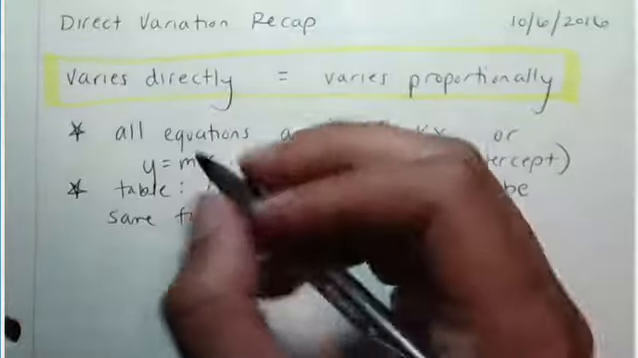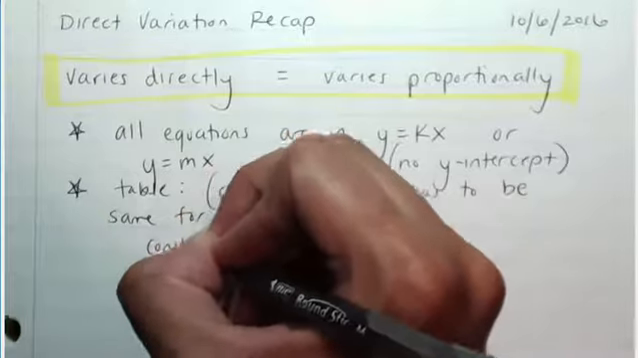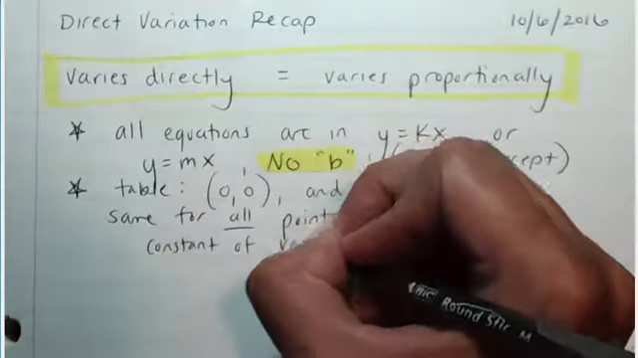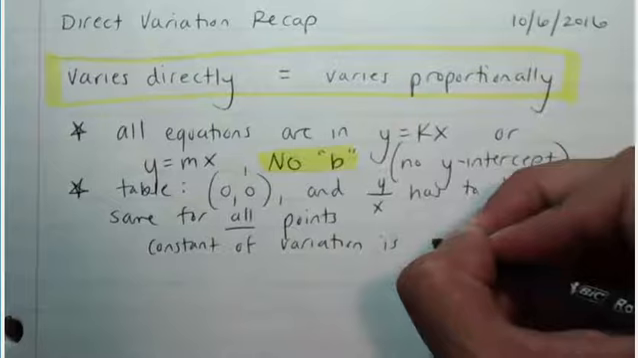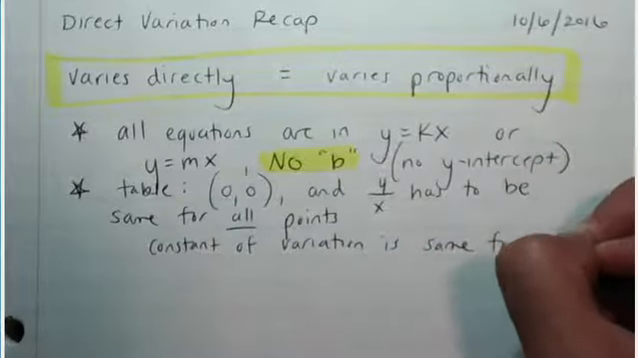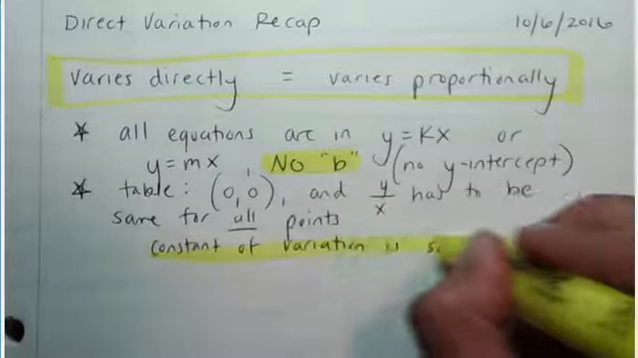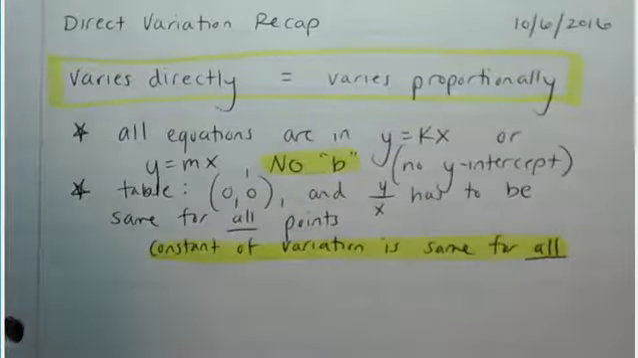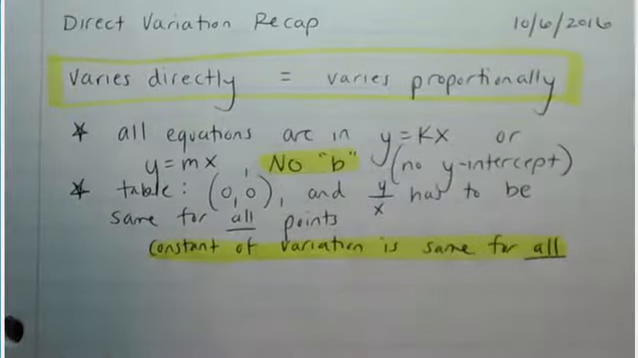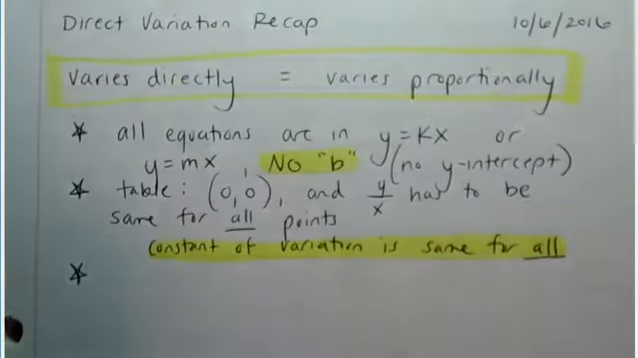So the constant of variation is the same for all. Again, the constant of variation is our k, or the slope. It's the same exact thing. It has to be the same for all the points. And because the constant of variation is the same, that means it makes a straight line.